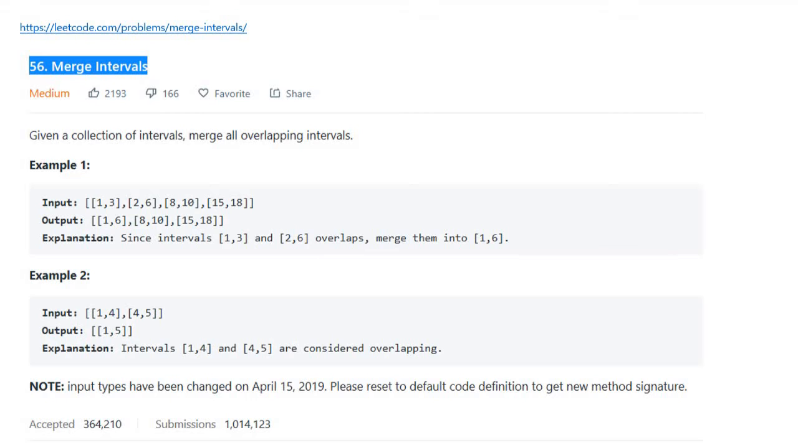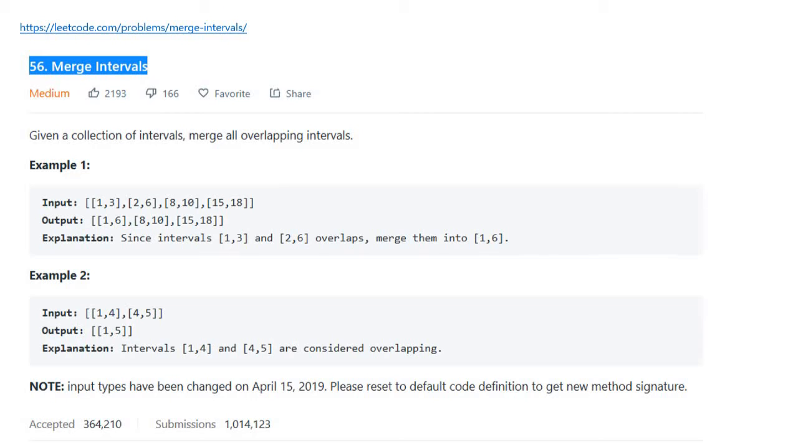Input data is [1,3], [2,6], [8,10], [15,18]. The output would be [1,6], [8,10], [15,18], because [1,3] and [2,6] are overlapped, and the remaining intervals [8,10] and [15,18] are not overlapped. So [1,3] and [2,6] are merged into [1,6].